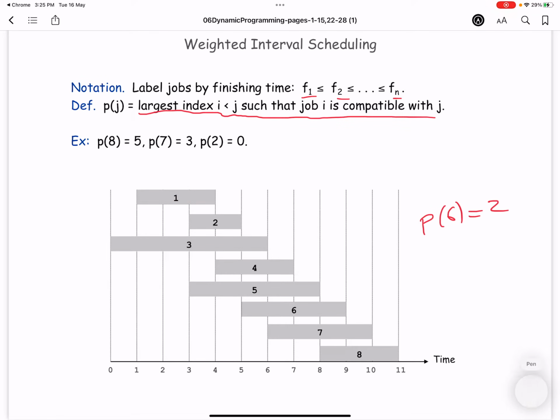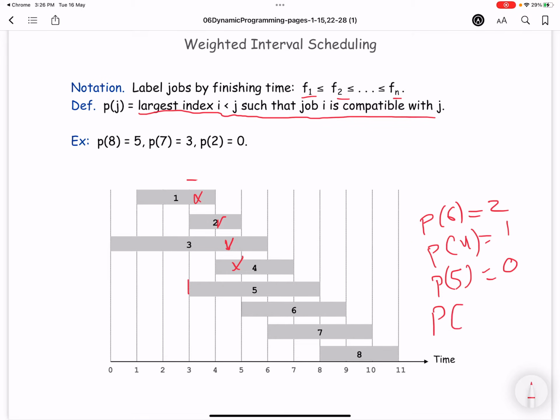So if I want to say what is B4, I look to all the jobs that finish before 4. So these are not conflicting. I only have one job, so I don't have a choice. I take the index of this job. If I want to know B5, it's all the jobs that are finishing before 5, but I don't have jobs that finish before 5, so it's 0.